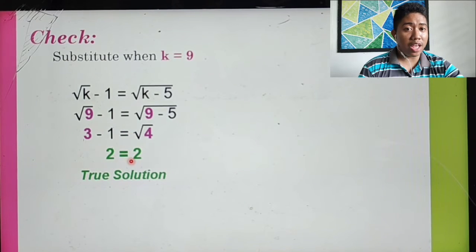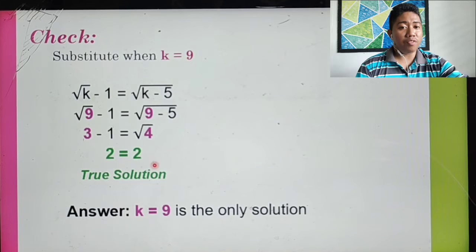So 2 is equal to 2 and the solution is true. So one of the solutions, k is equal to 9, is true to the given equation. Therefore, k equal to 9 is the only solution to the given equation.